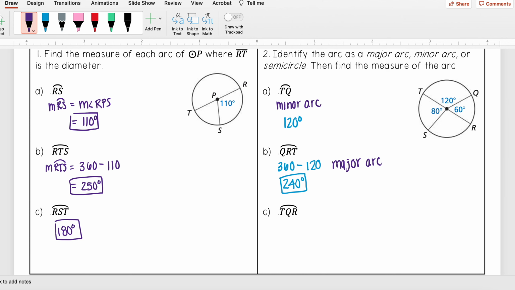Okay, now looking at this last one, I have TQR. So TQ to R. And I see this is actually going into my diameter with its endpoints. That means that this is a semicircle. And what we learned about semicircles is that they always have a measure of 180 degrees.